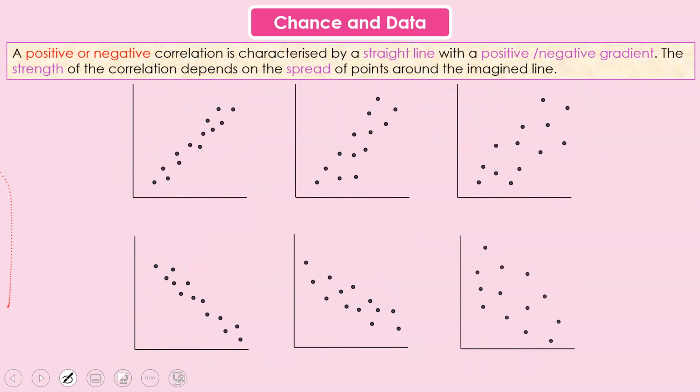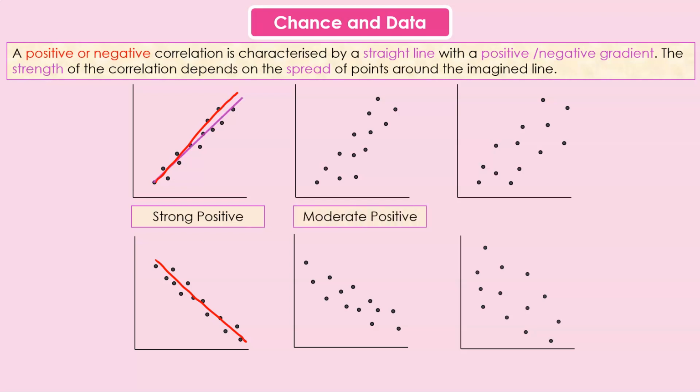The other thing, a positive or negative correlation is characterized by the straight line. With a positive, the strength of the correlation depends on the spread of the points around the line. So in other words, here we have a strong positive. So first thing is our lines going upwards from left to right are positive. The ones going downwards from left to right are negative.